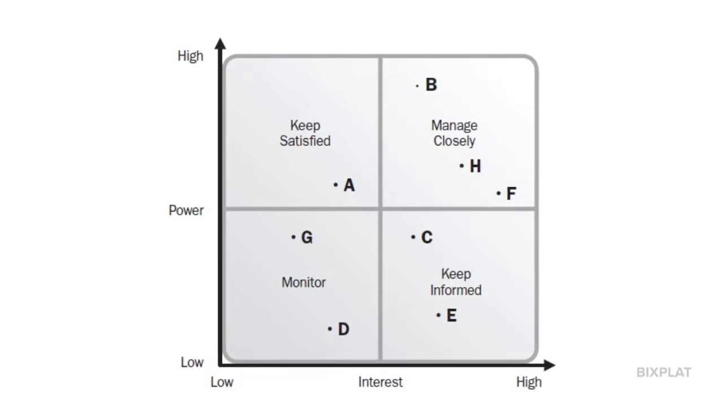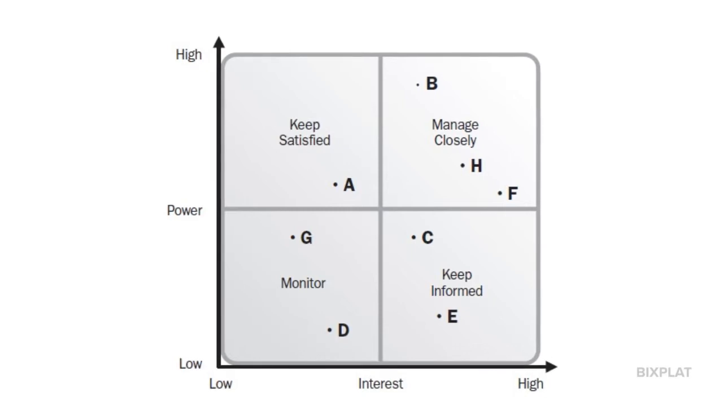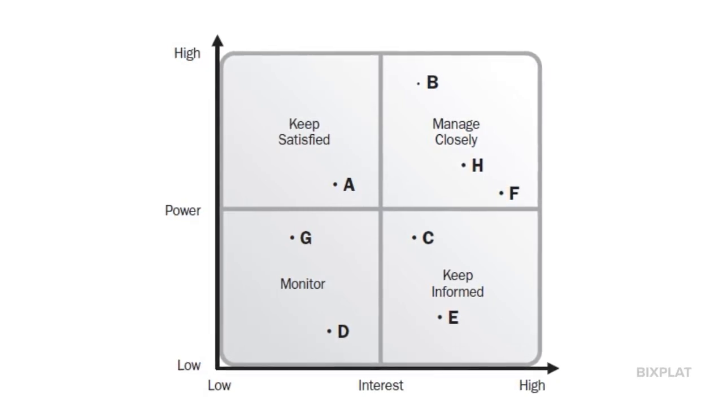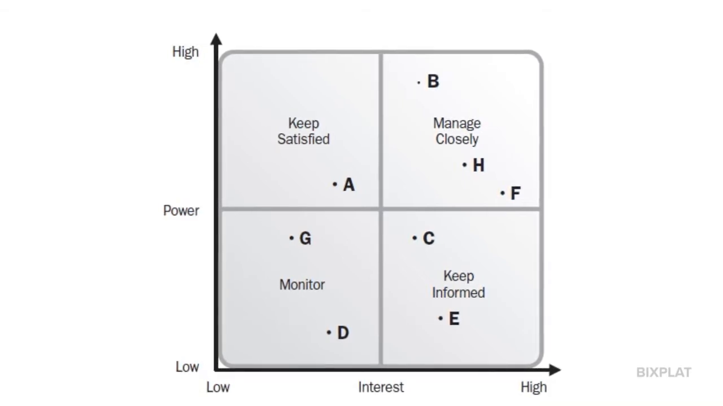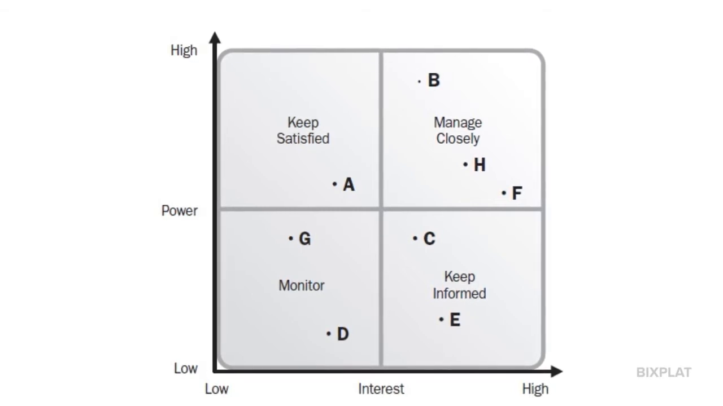This power and interest grid helps us to classify the stakeholders. As you can see, the higher power and higher interest stakeholders in the top right corner are the ones we manage closely, and the other stakeholders should be classified according to their power and interest level, and the stakeholder management strategy should be defined accordingly.